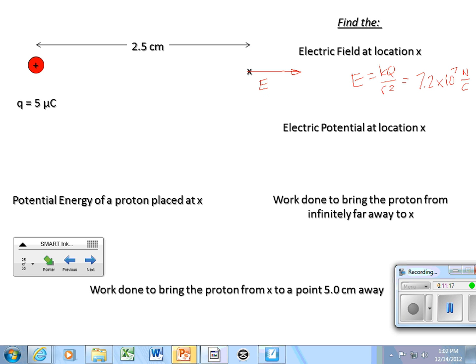Okay? Now, potential, one big deal. This is vector. This is scalar. So all we do here, V is KQ over R.